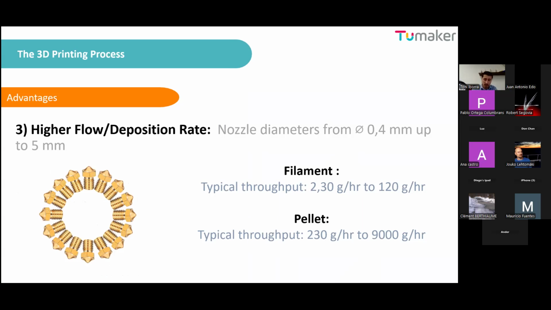Why? Because with the filament technology, typically the filament that we use is 1.75 millimeters in diameter or 2.85. However, if we use pellets as feedstock, we can use different nozzle diameters, starting at 0.4 millimeters up to 5 millimeters. And therefore, if we increase the diameter of the nozzle, we increase the flow rate of the material.